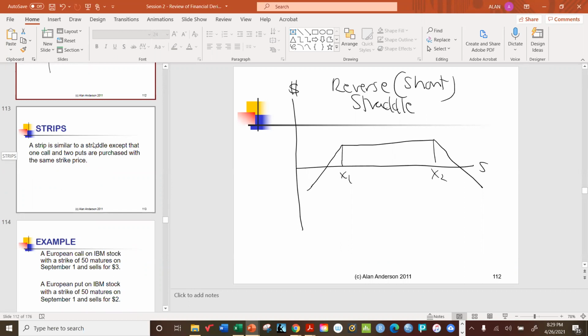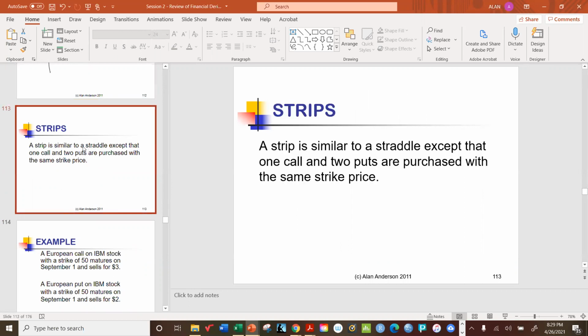All right, now here's some more interesting variations of the straddle. A strip is basically a straddle, except that instead of buying a call and a put with the same strike, we buy one call and two puts. Again, with the same strike price on the same stock. So what are we trying to do here? What's going on? First thing we notice is that this makes the position that much more expensive because we bought three options instead of two.